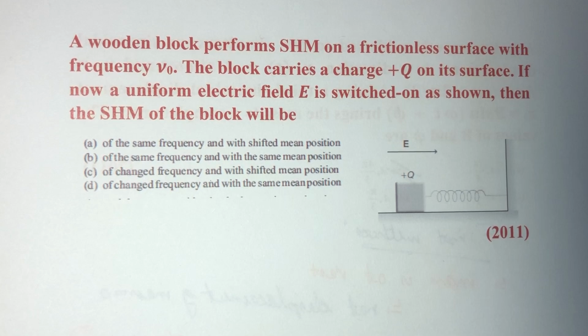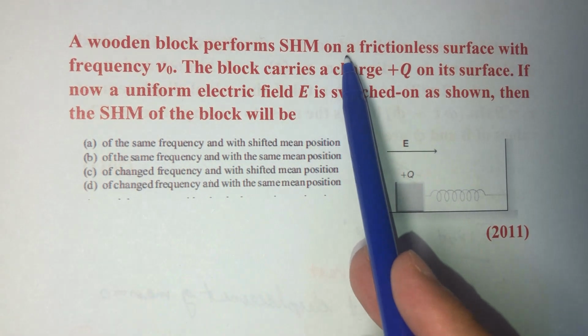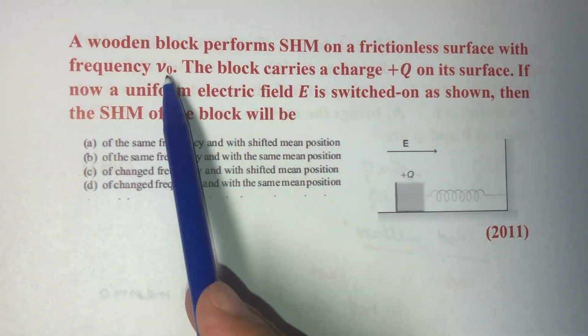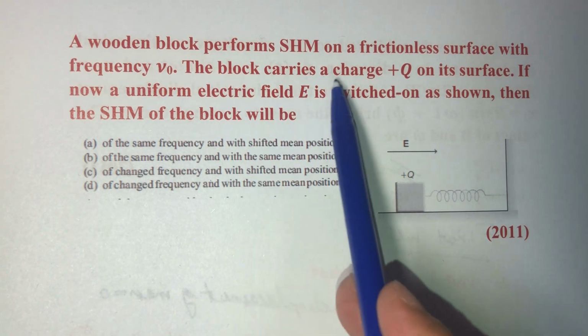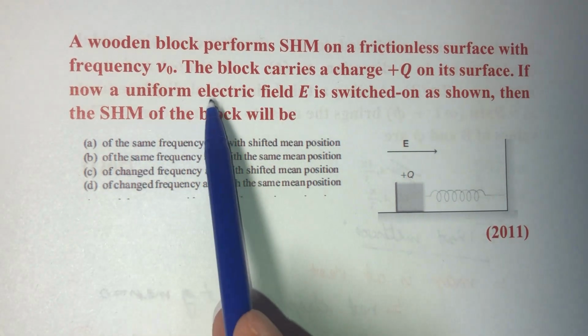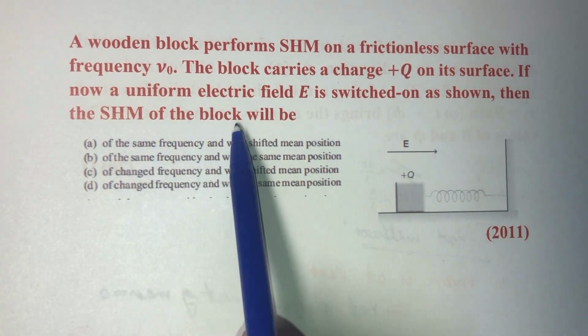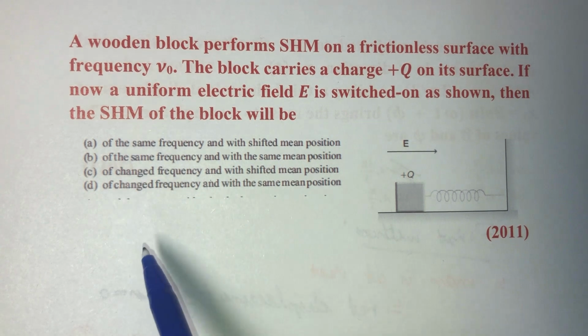Hello friends, in today's question, a wooden block performs SHM on a frictionless surface with the frequency nu naught. The block carries a charge plus Q on its surface. If now a uniform electric field E is switched on as shown, then the SHM of the block will be, so these are the four options.